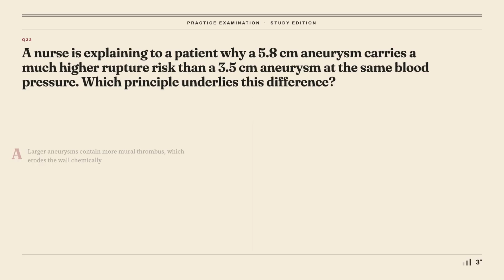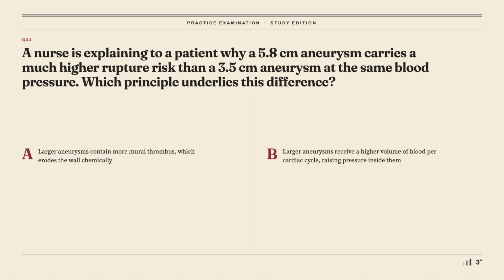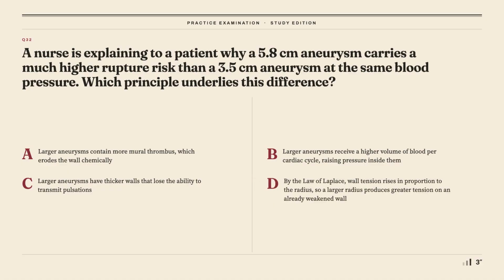Your options are: A. Larger aneurysms contain more mural thrombus, which erodes the wall chemically. B. Larger aneurysms receive a higher volume of blood per cardiac cycle, raising pressure inside them. C. Larger aneurysms have thicker walls that lose the ability to transmit pulsations. D. By the law of Laplace, wall tension rises in proportion to the radius, so a larger radius produces greater tension on an already weakened wall. Got a guess? Lock it in.